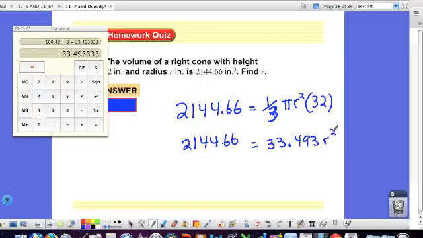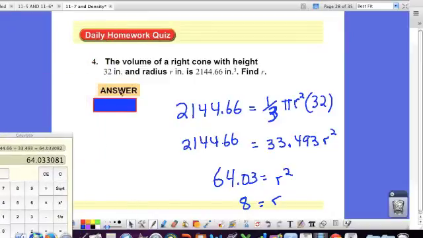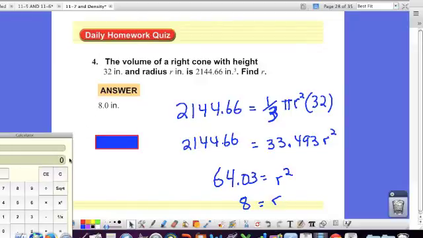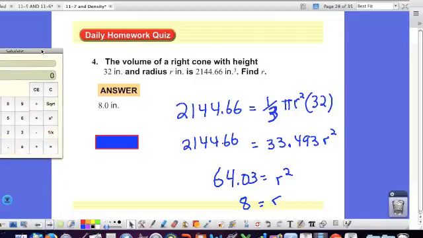And that's radius squared. So I'm going to take this 2,144.66 and I'm going to divide it by 33.493. And I'm going to get, so I can see right away, 64.03. That's going to be really close to 64. That's r squared. So r is going to be really close to 8. And I'm going to assume in this case that they want whole number, which they do, because when we had a question like this in the lesson, they wanted the dimension to the nearest whole number. They don't tell us this.